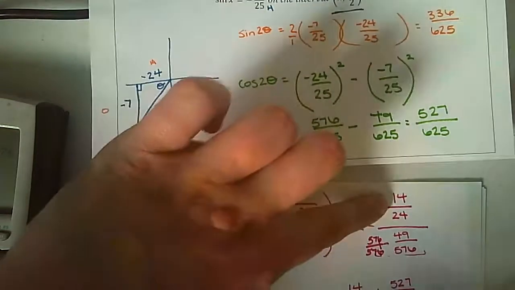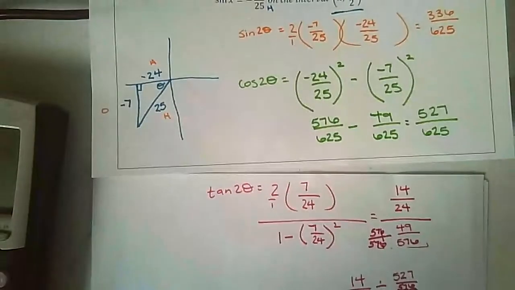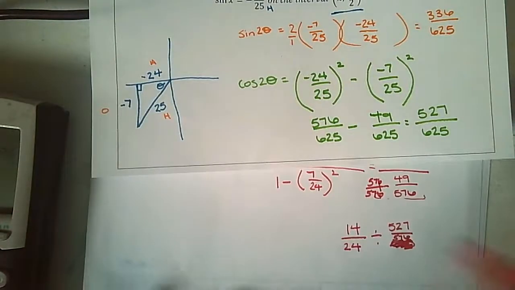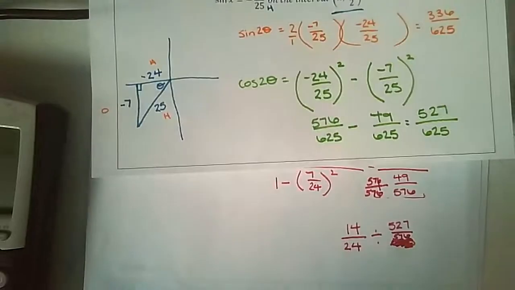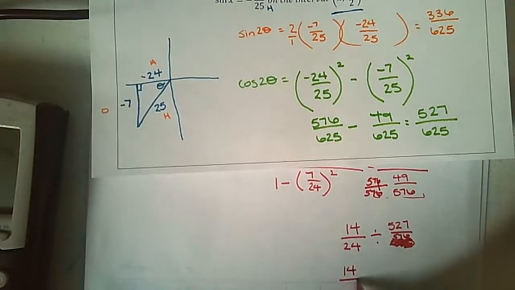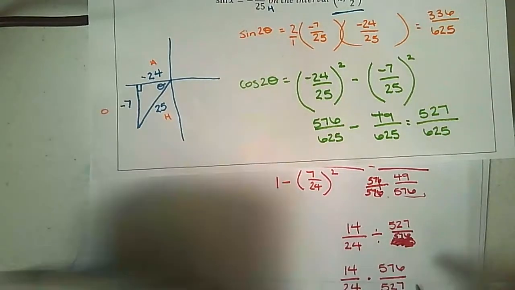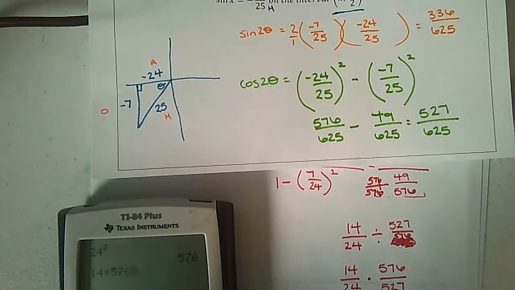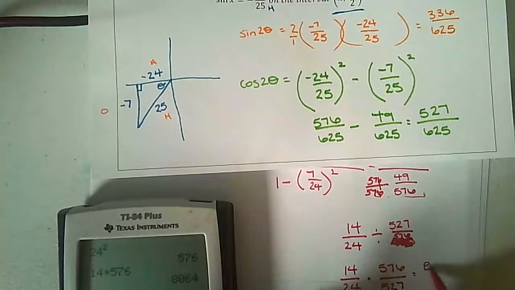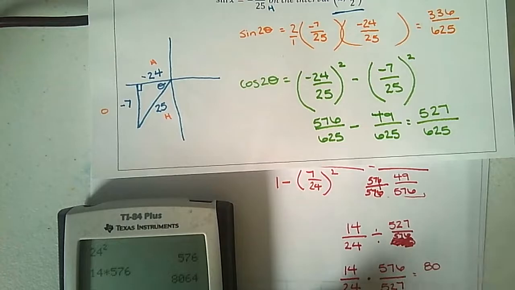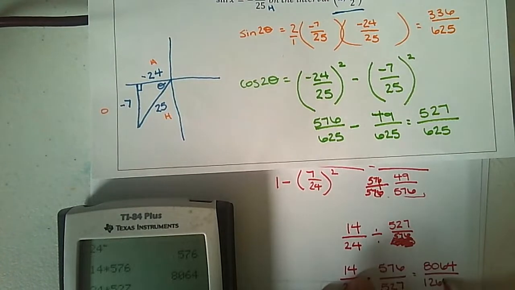So here's the top, and then here's our cleaned up bottom. And now we know that since I wrote this horizontally, another way we can write division is really multiplication by the reciprocal. So now let's go ahead and multiply across the top. 14 times 576 is going to give us 8,064. And if we multiply across the bottom, we get this really big number right here.